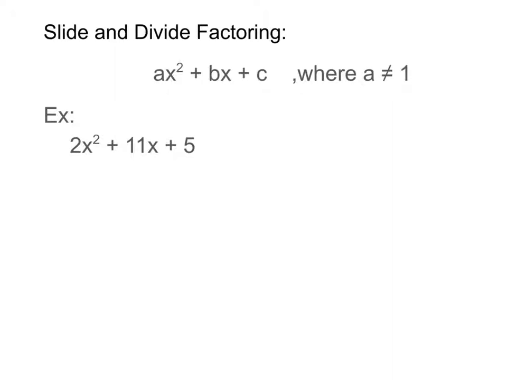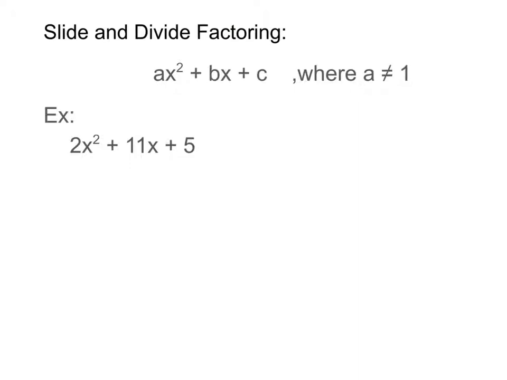So this slide here, we've been looking at problems where the coefficient for x squared is 1. Notice that if you look back at all the problems that we've done so far in this video, x squared's coefficient was a 1. But this time around, I've stuck in a 2. So what do we do when a is not 1? Well, there's this method called slide and divide, which will help us out here.